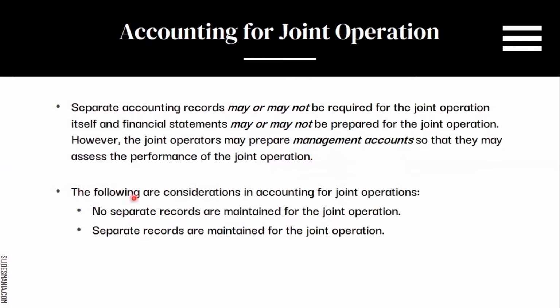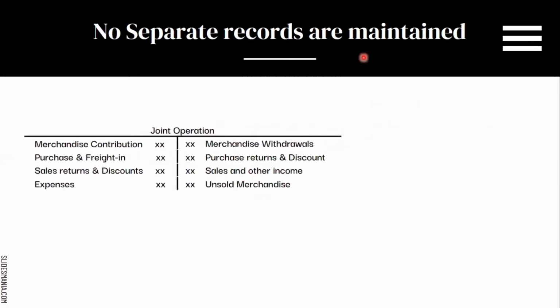Next is the following or the considerations in accounting for joint operation. So first, no separate records are maintained for the joint operation. Ibig sabihin lang yan na yung joint operation po is wala siyang sariling libro na pagre-recordan ng kanyang transactions. Second, separate records are maintained for the joint operation. Ibig sabihin na yung joint operation is meron na siyang sariling libro at ang tawag doon sa libro niya ay Joint Operation Books or JO Books po. But, mas uunahin natin ang no separate records or maintain.